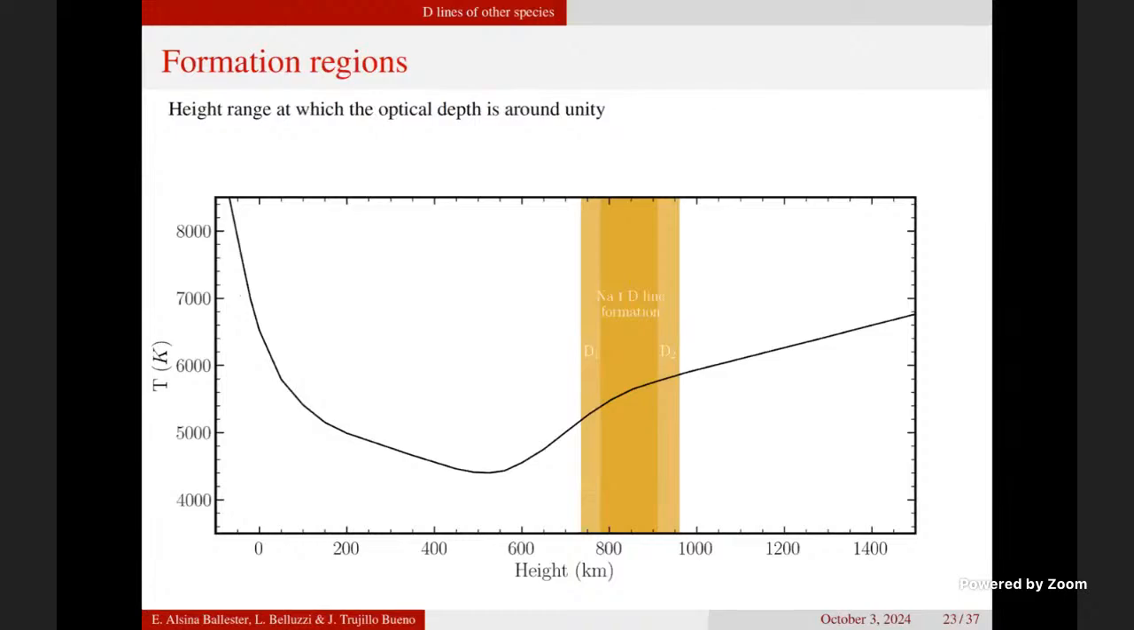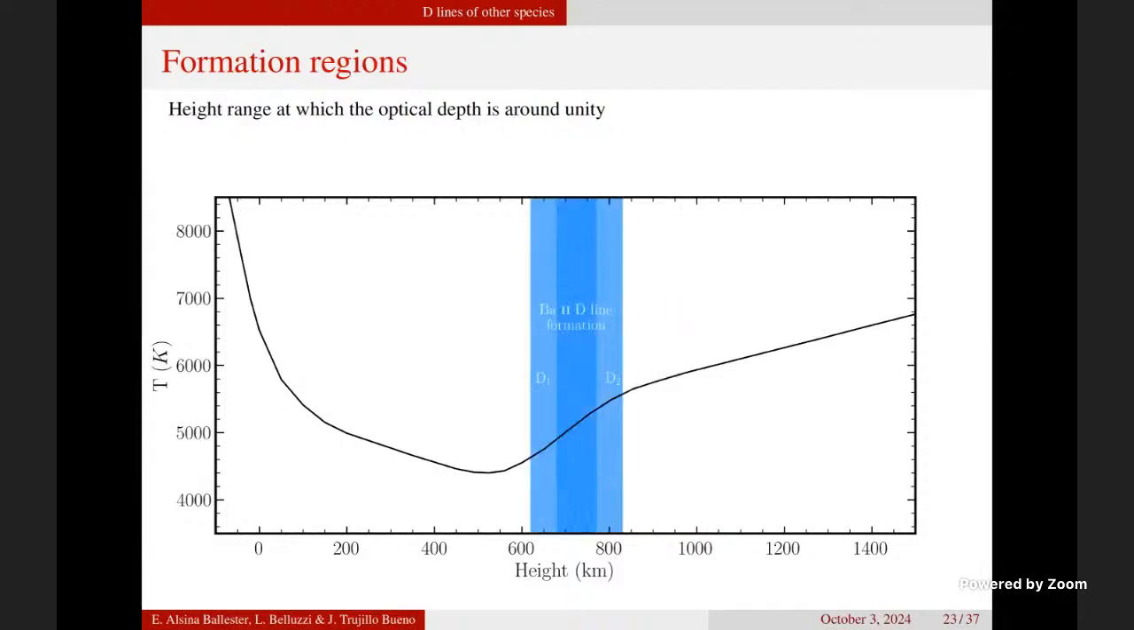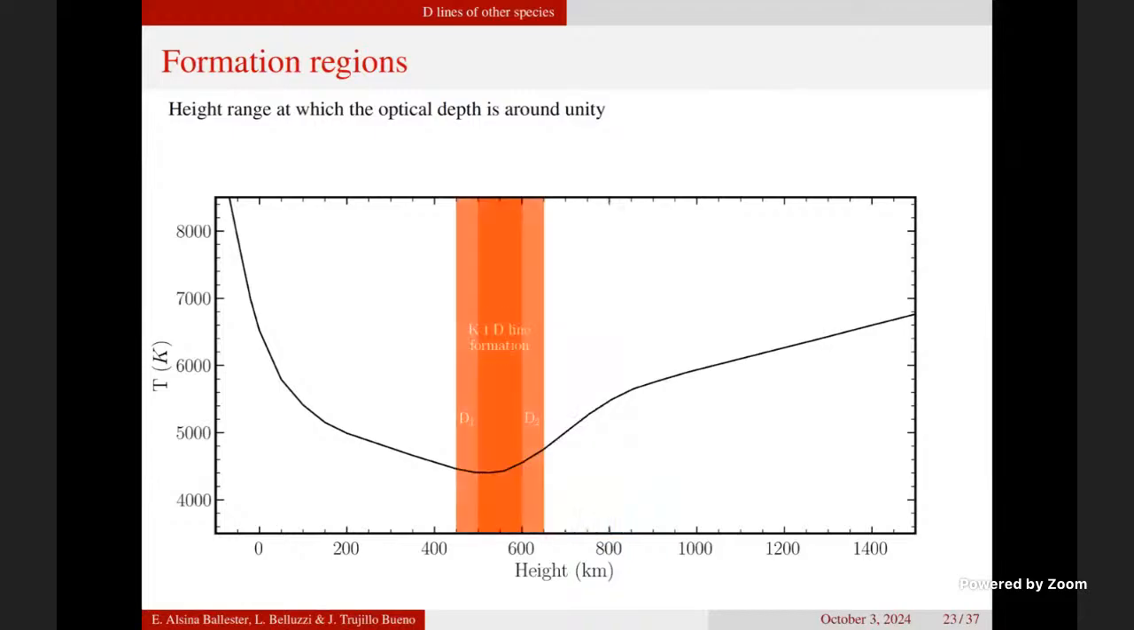And another notable difference between the D lines of these species is their formation depths. Here is a rough estimate of these formation depths based on where the optical depth is equal to unity. So here I'm showing it for the sodium D line, which forms in the middle chromosphere. Here for the barium D lines, which form a bit deeper. And here for the potassium D lines, which form around the temperature minimum of the sun, which is the interface between the solar photosphere and solar chromosphere.